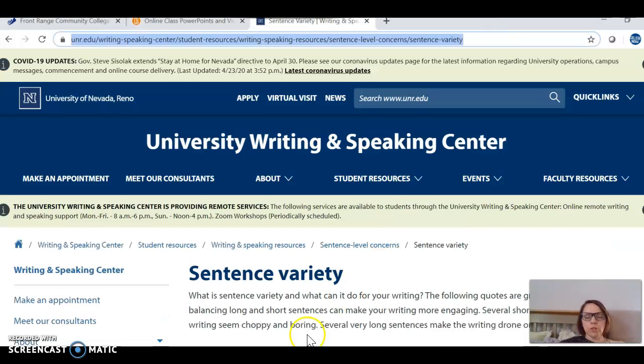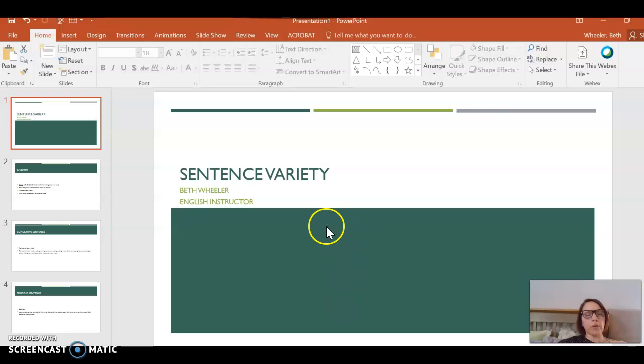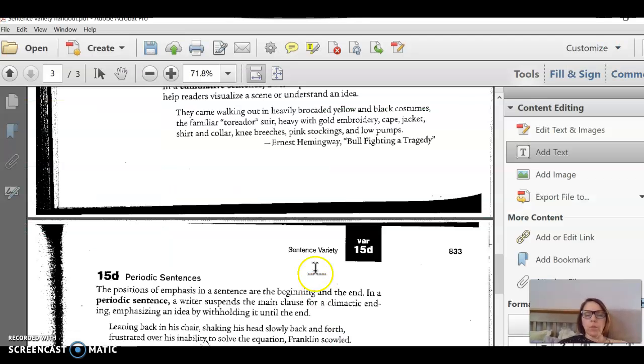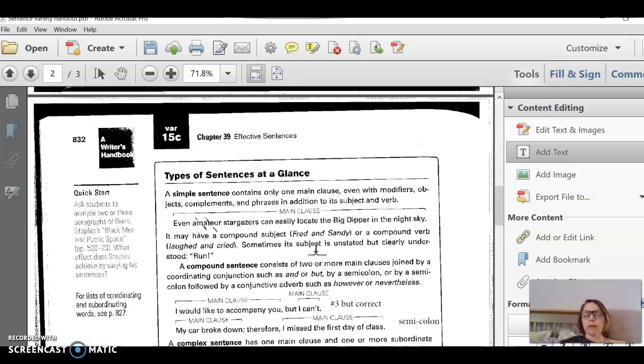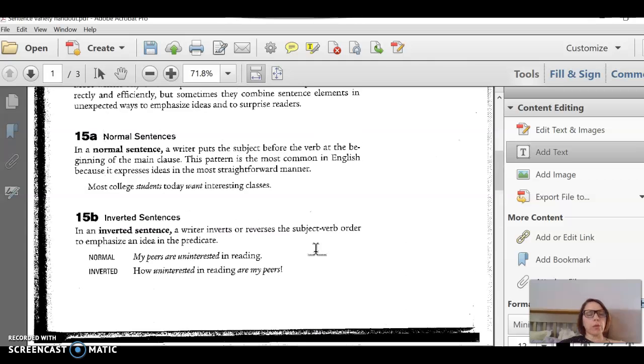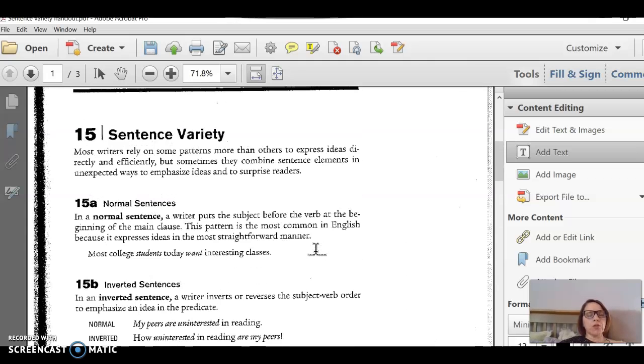Hi everyone, I'm here to talk to you about sentence variety, and I'm trying to get my PowerPoint up so I have some examples to show you. And one of the handouts that I'm referring you to this week is this one. Let me scroll back to the first page. I was just going through it, called Sentence Variety.